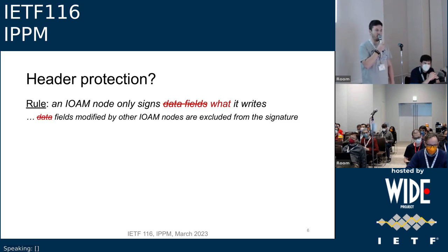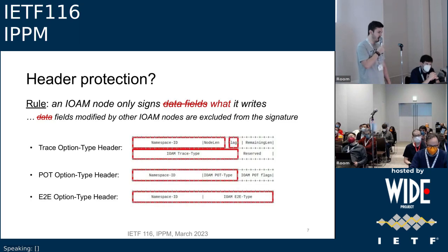If we consider the same rule, now we would have an IOM node only signs what it writes, so something more generic. And now not data fields anymore, but fields modified by other IOM nodes are excluded from the signature. Next slide. So that would be the example of fields that would be included from the headers.